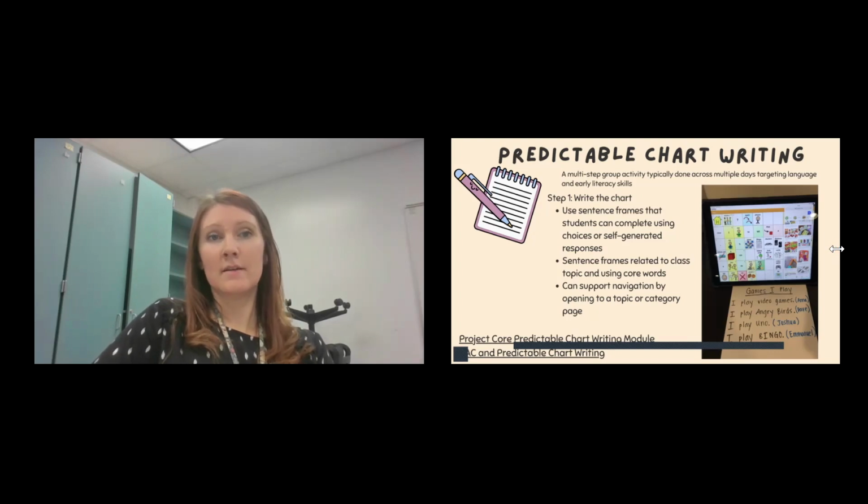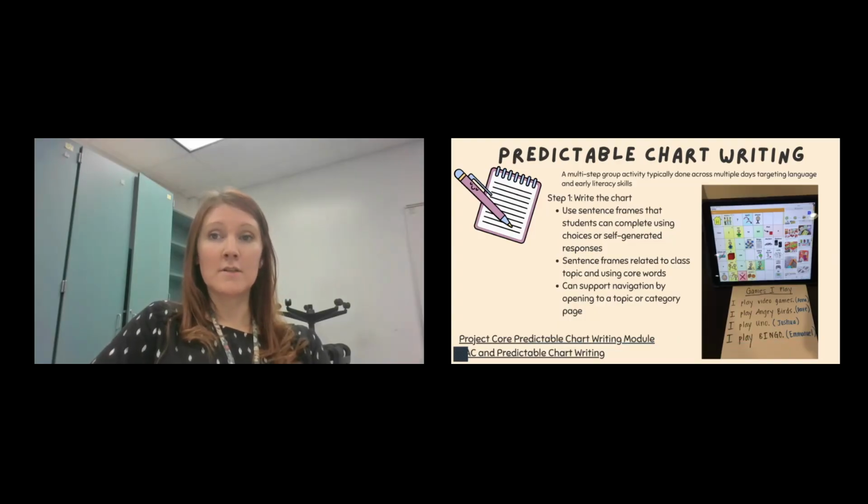So another great classroom activity for using AAC and working on written expression is predictable chart writing. This is a multi-step group activity that's typically done across multiple days that targets language and early literacy skills. There's 5 total steps to it, so it can be something that you do over the course of a whole week. It's also very good for repetition.